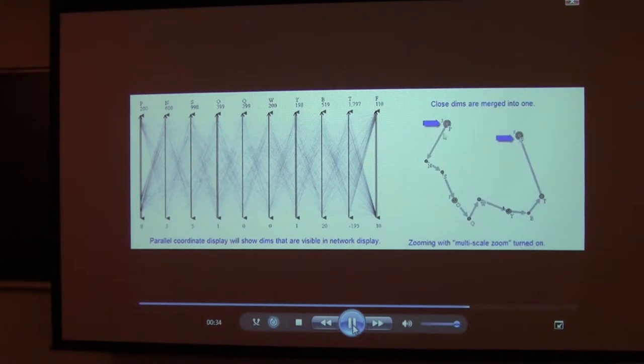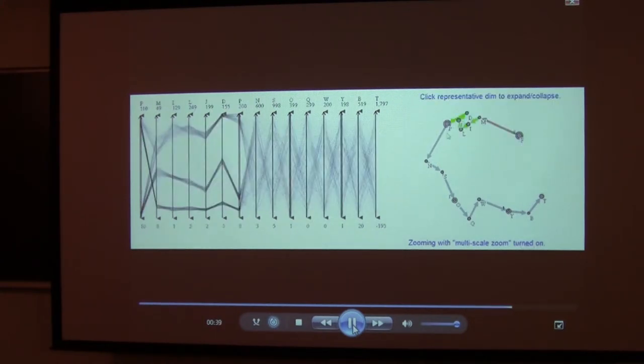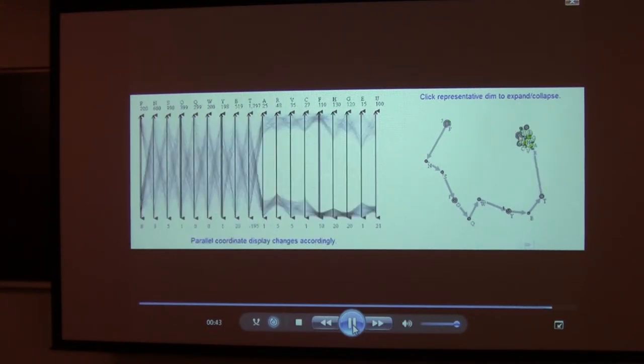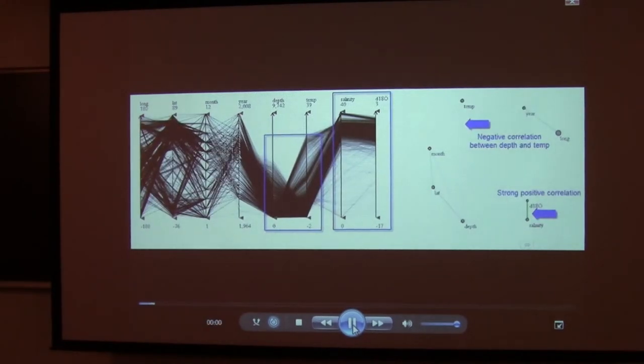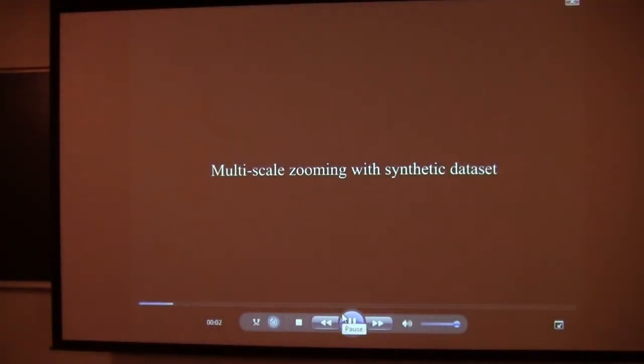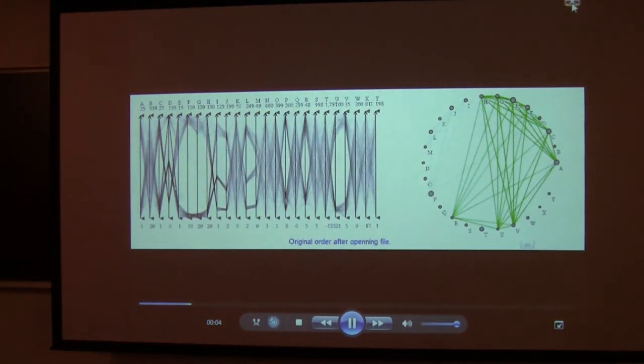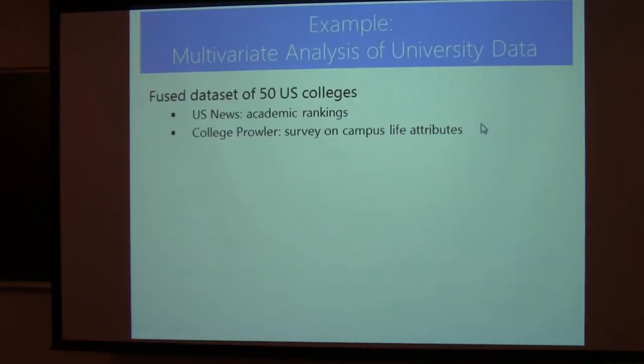And as you zoom out, you can basically abstract lots of variables into a single variable. That also helps with managing hundreds of thousands of dimensions, it goes very nicely with this. And we can also control this if you like. Okay, so that's the correlation display.